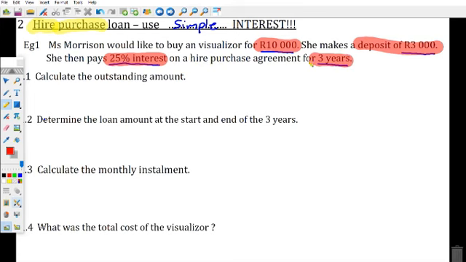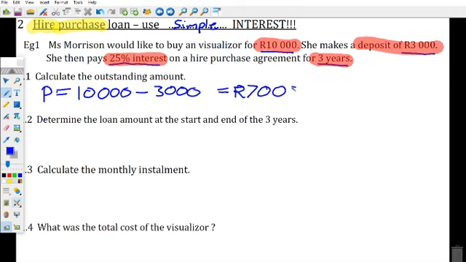Okay. Now let's go step by step and we're going to answer these questions. So calculate the outstanding amount. Okay. The amount she has to pay is equal to the 10,000, the cost of it, minus my deposit of 3,000. So the outstanding amount: she's paid 3,000 from it. How much is she owing? 7,000 Rand. It's important, the Rand there, because we're dealing with money, so it's almost like the units. Okay, it needs to go in front.